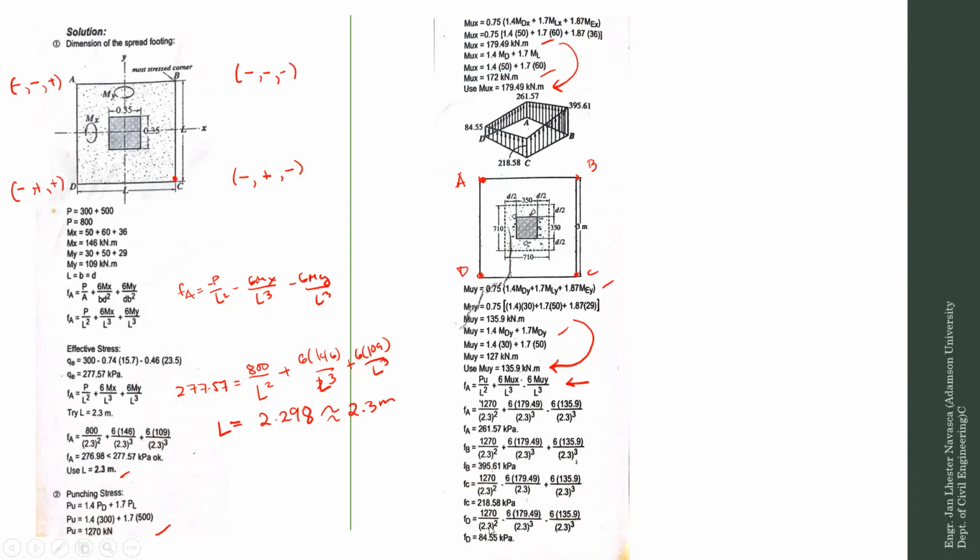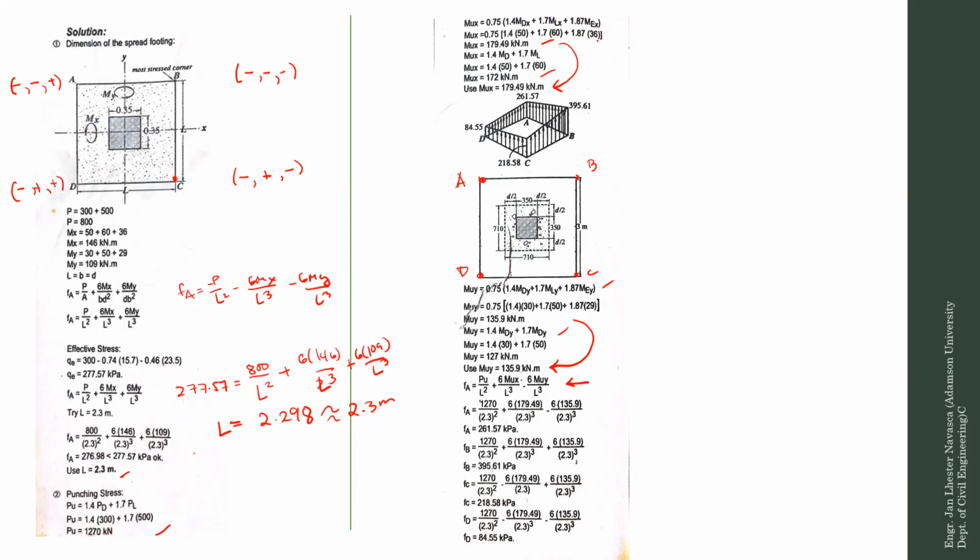Okay. Then for FD, point D, negative, positive, positive, still get compression, and both are in tension. You get your values. Okay, which is 84.55. And also, just simply you have your FA, FB, FC, FD.